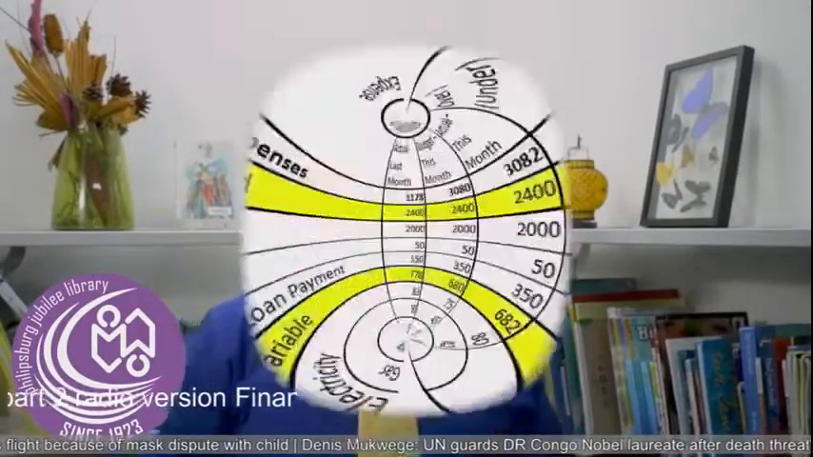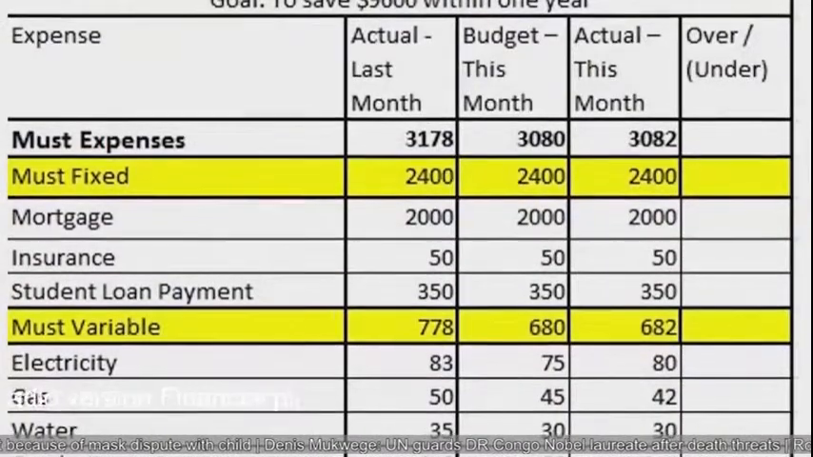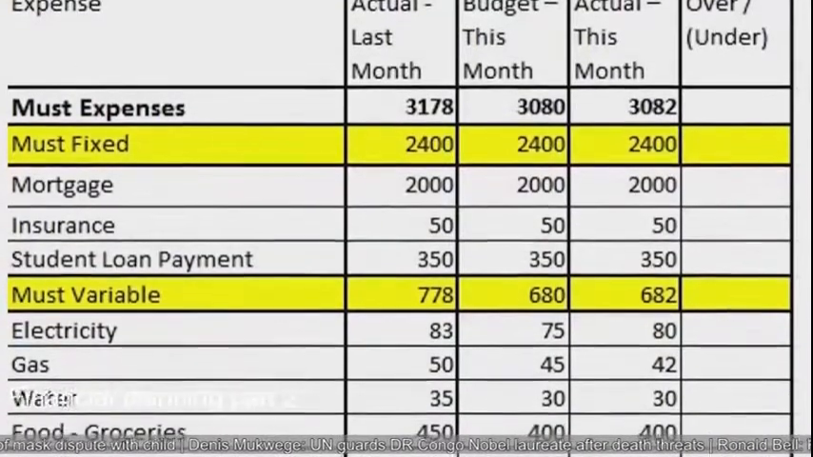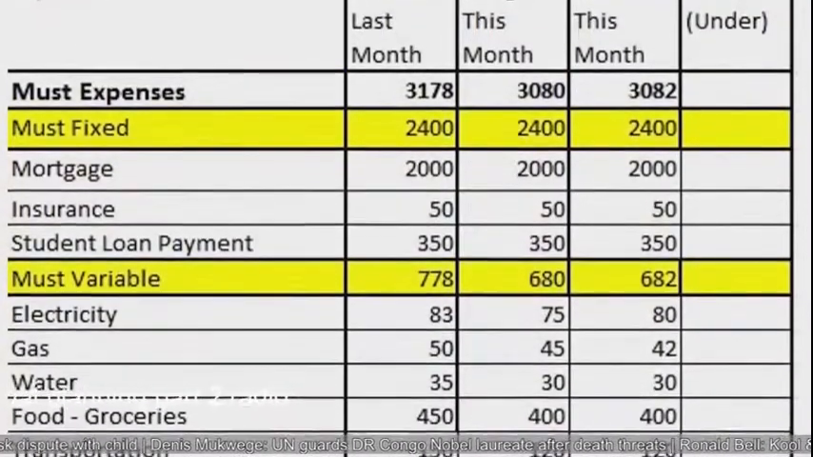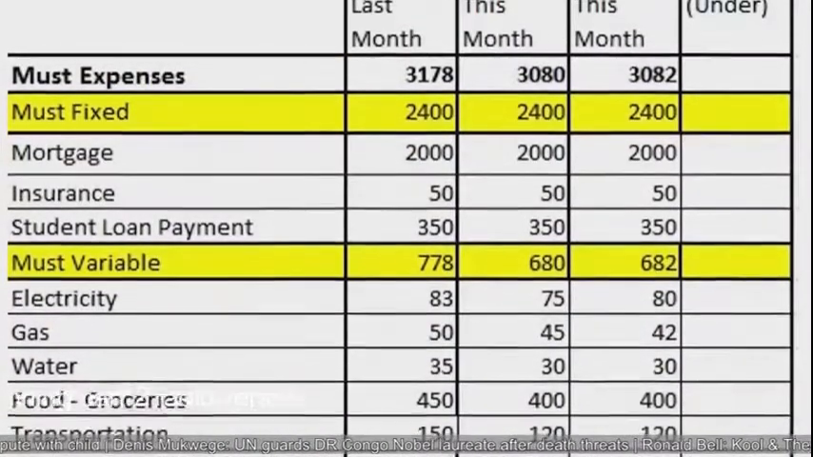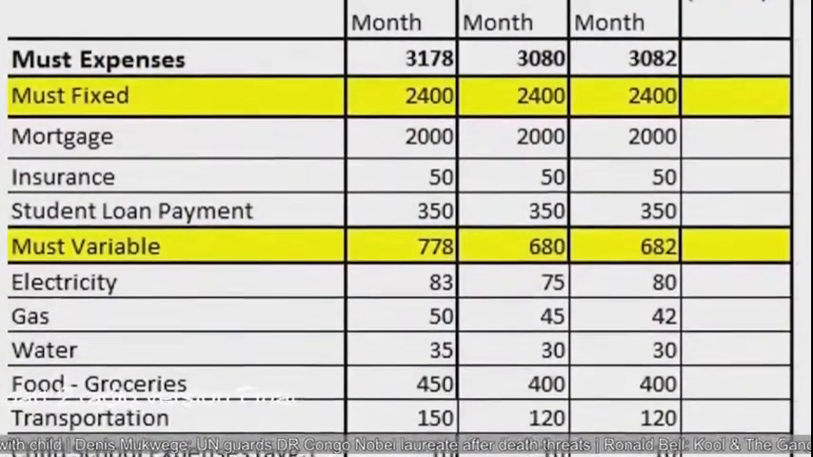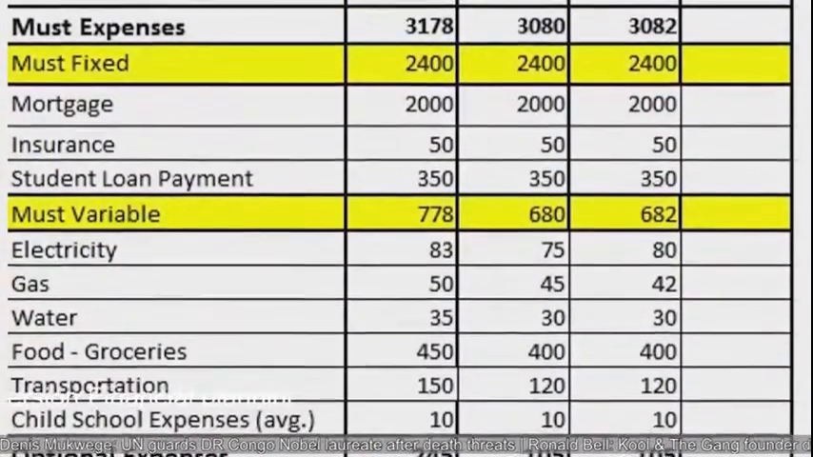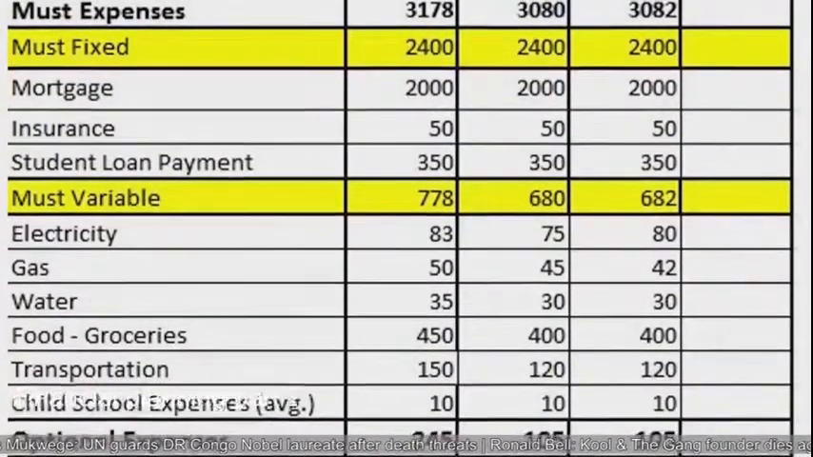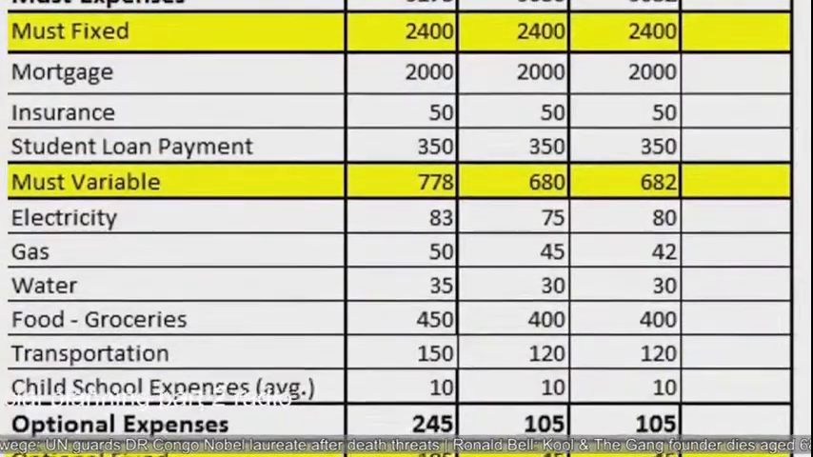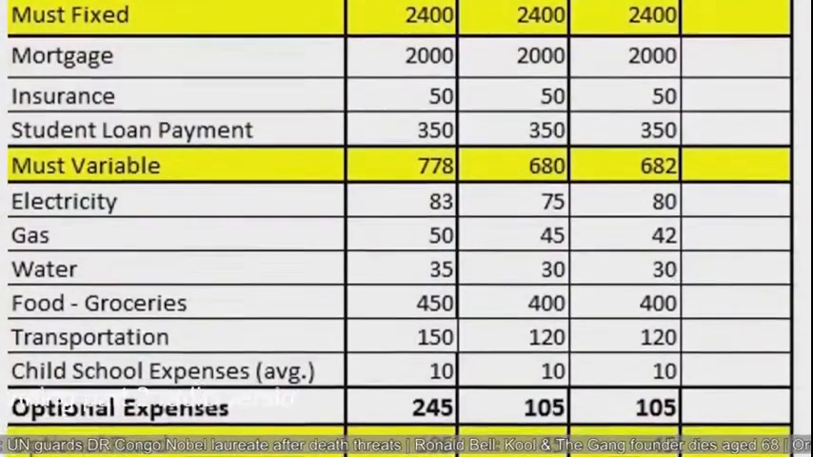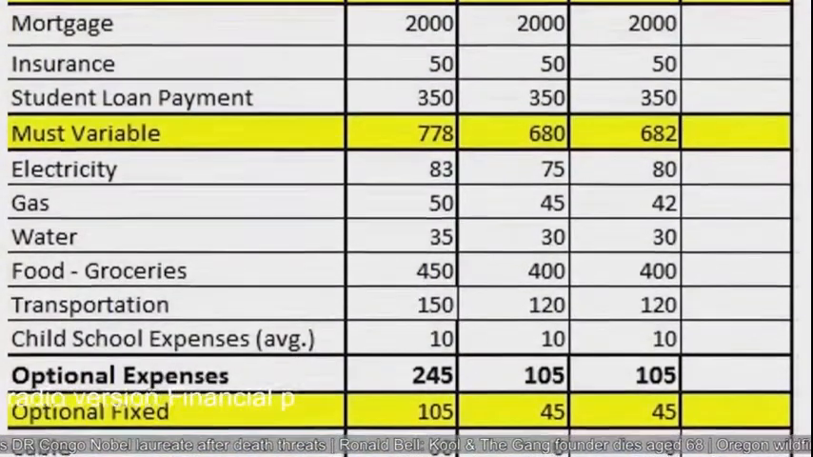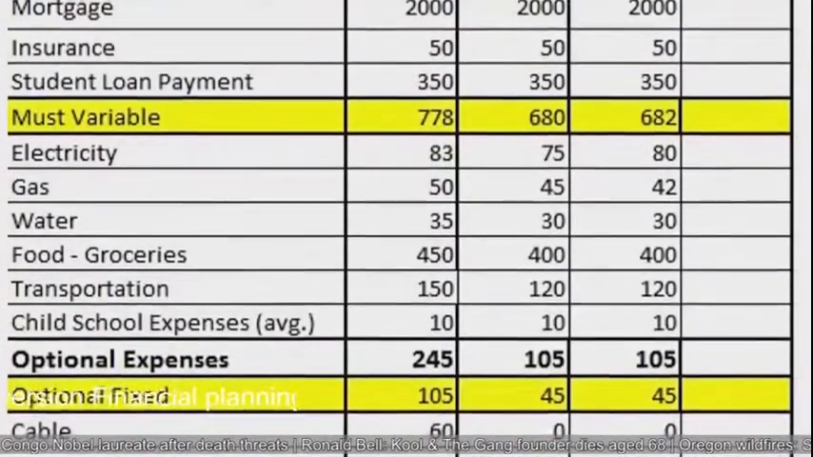Their must expenses, the word says it, must expenses, you must pay those. You cannot do anything about those. So the mortgage remains at $2,000. The insurance remains at $50. The student loan remains at $350. So their must fixed expenses cannot change. Those remain at $2,400. The must variable expenses, however, they can do something there. And where they had spent $83 the previous month for electricity, they budgeted this month that they're only going to spend $75. Gas was $50 last month. They said this month they're only going to spend $45.